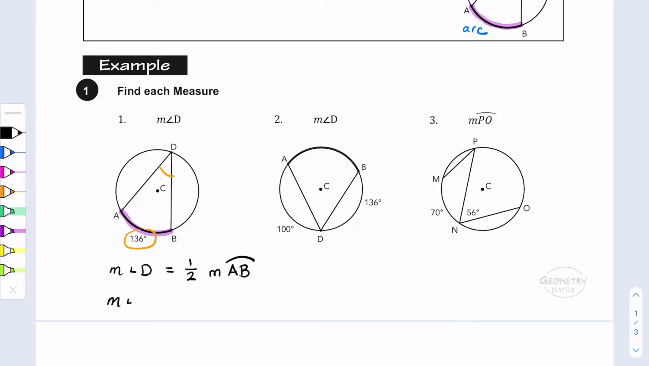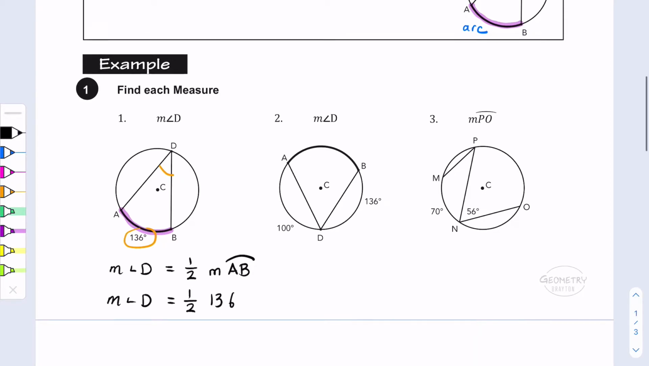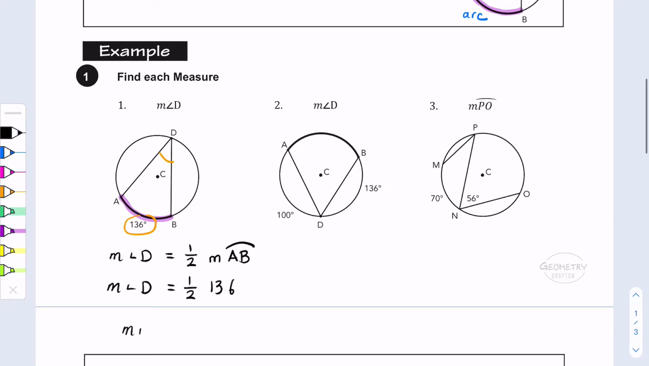So the measure of angle D is equal to 1/2. The measure of arc AB is 136. Therefore, the measure of angle D is equal to 68 degrees. And that would be your answer.